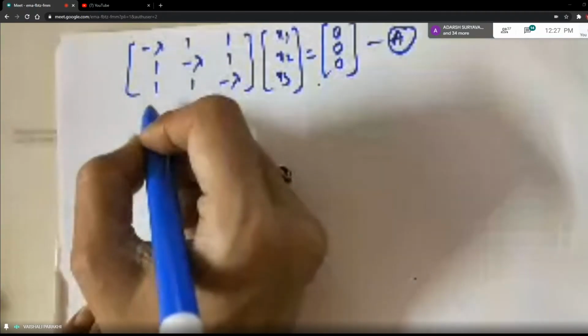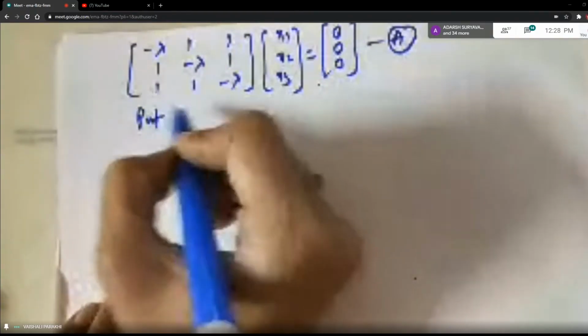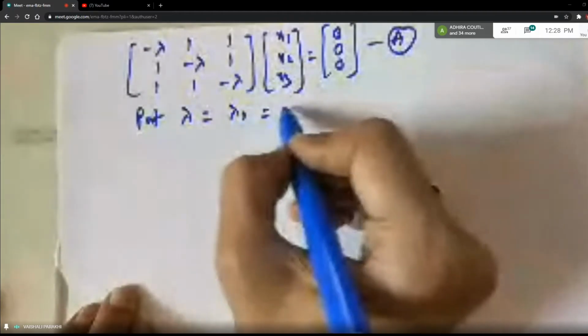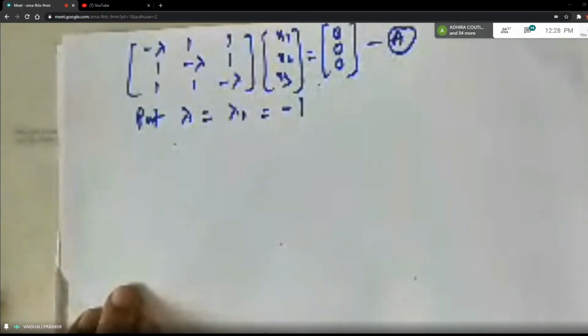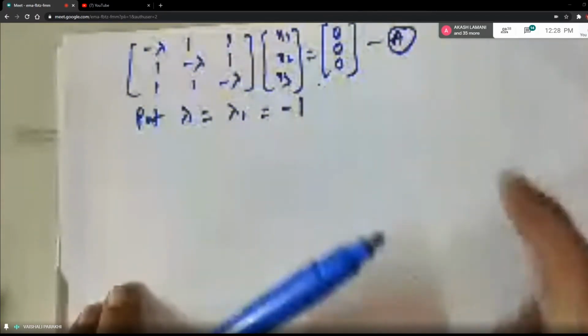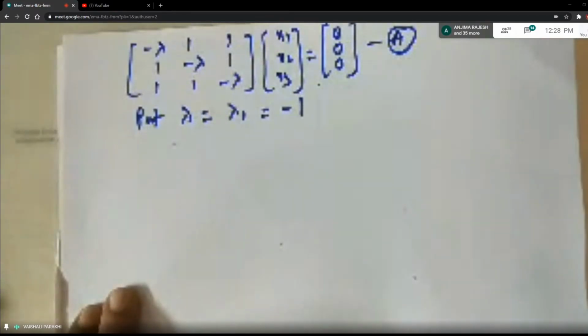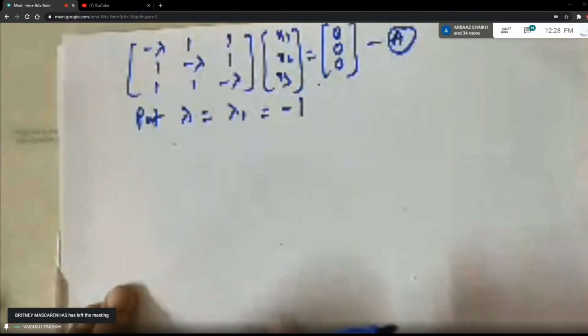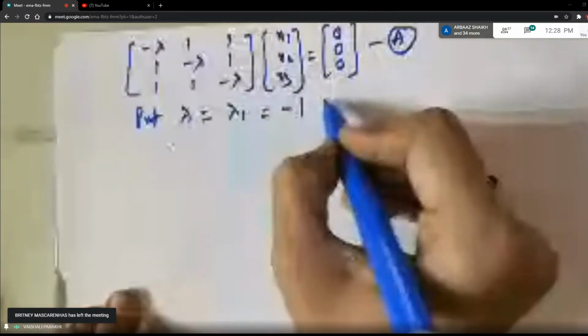So first, I'll put lambda 1 is equal to minus 1. Let us go in ascending order, minus 1. Now see carefully what happens. Wherever there is lambda, you are replacing it by minus 1. So what happens? Put this in equation A.